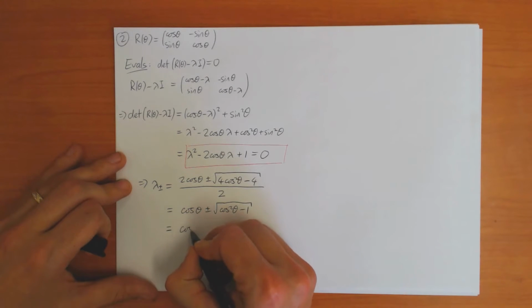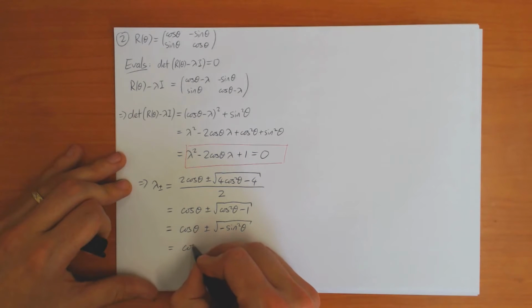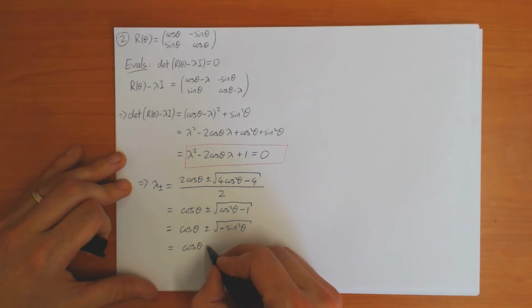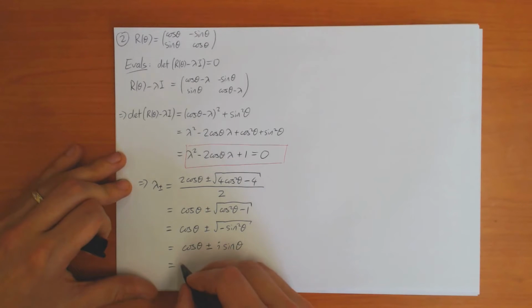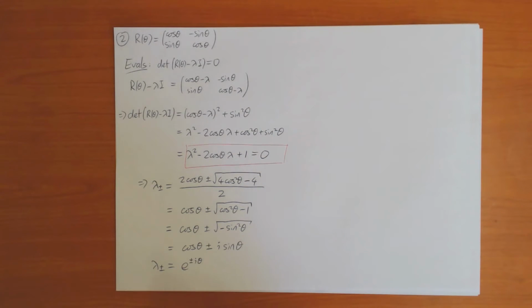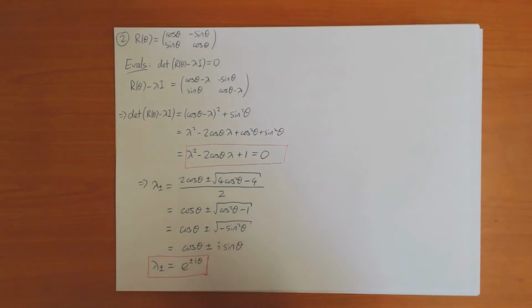So let's work out what that is. So this is cos theta plus or minus the square root of minus sine squared theta, which is cos theta plus or minus, so square root of minus 1 is i, sine theta, and then using Euler's formula, this is lambda plus or minus, which is e to the plus or minus i theta. Okay. So we can still solve for the eigenvalues, that's these. But the eigenvalues are not real, and correspondingly the eigenvectors are not real.